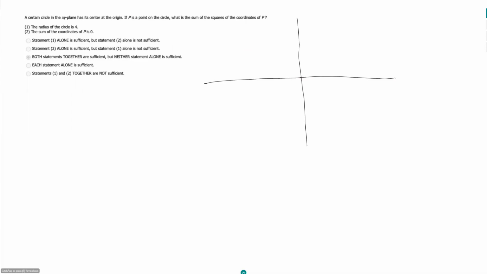I got a circle with a center here. And then I got some point P that is on my circle. So I'll just say it's here, for example. And P will have some set of coordinates, x, y, and we want to know what is x squared plus y squared. So if you're thinking to yourself, maybe, when does this come up? Do I know any equations involving x squared plus y squared?